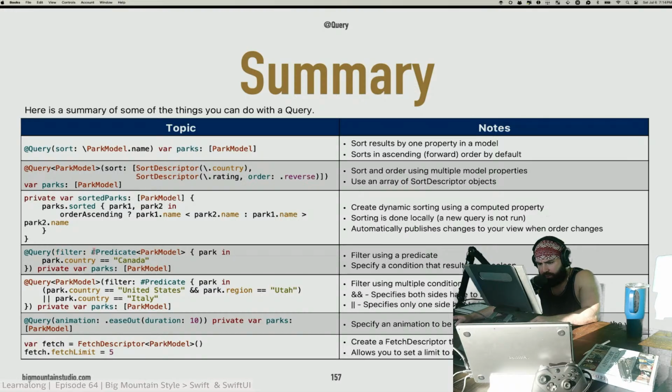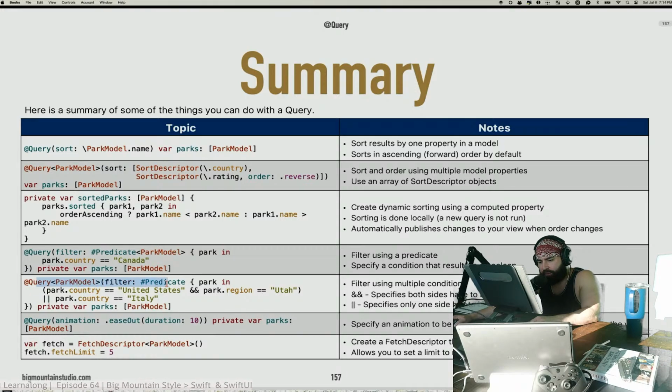Using the filter parameter, we pass in a predicate. So we just saw this one, predicate inline, meaning we just throw the closure right there inside the argument slot. And so we're just asking for any parks with a country property that is equal to Canada. Filter using a predicate, specify a condition that results in a Boolean. Oh, okay, so that's the limitation. And that's an equality operator, so it's either equal or is not. So yeah, okay.